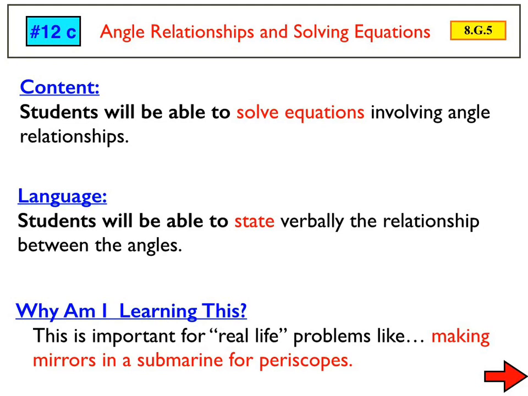Today, lesson 12C, angle relationships and solving equations. In 11C, we talked in full detail about angle relationships and what happens when you have parallel lines. When you have parallel lines, lots of special things happen, like corresponding angles, like alternate interior angles, like alternate exterior angles, and like same side interior angles. Today we're going to extend that a little bit by the idea of sometimes we can solve equations to find the angles that we are trying to find.